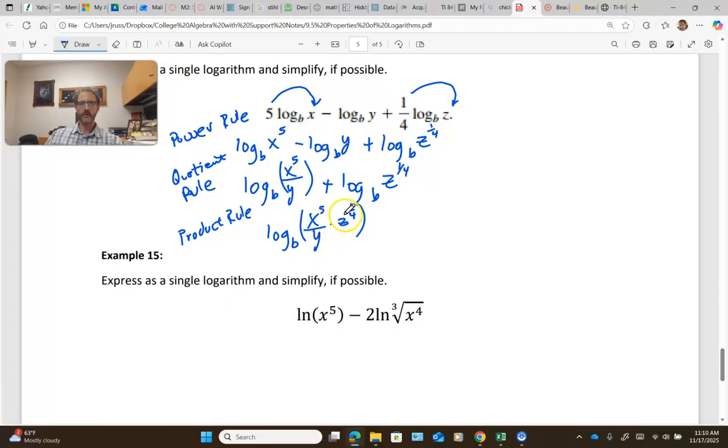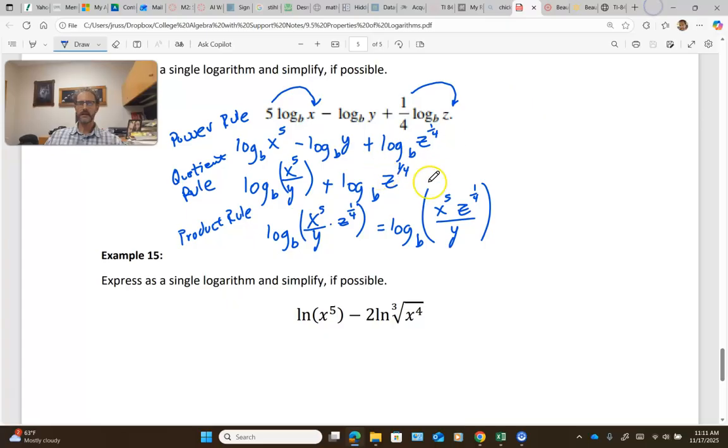And so when you're multiplying here, it's really like the z to the 1/4 is in the numerator. And so we express it as log base b of x to the 5th z to the 1/4 over y. Okay, so that's your argument. Basically, guys, what's happening is if you have a negative in front of a logarithm, that argument will end up in the denominator. And if you have a plus, or any positive logarithms like this first one and this last one, their arguments will end up in the numerator, when you're done.